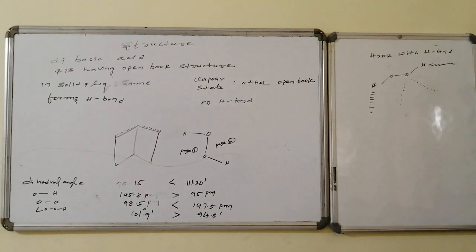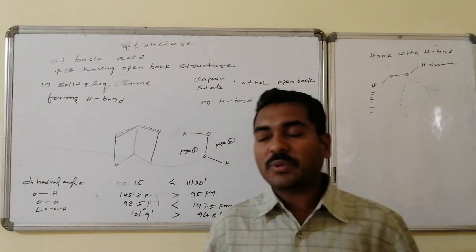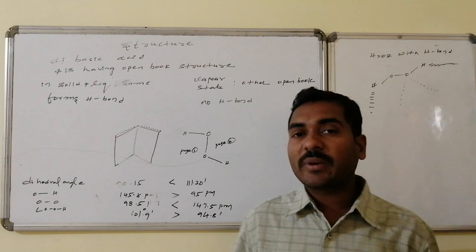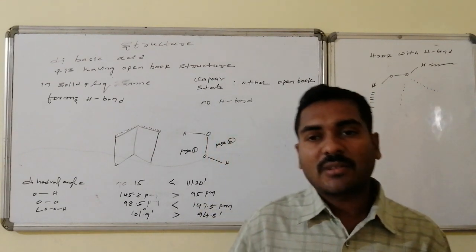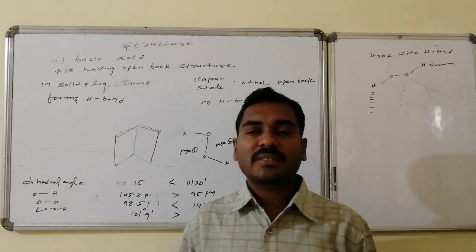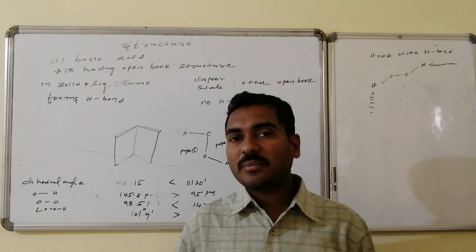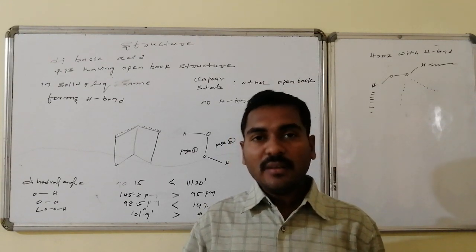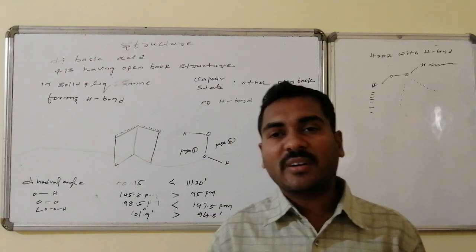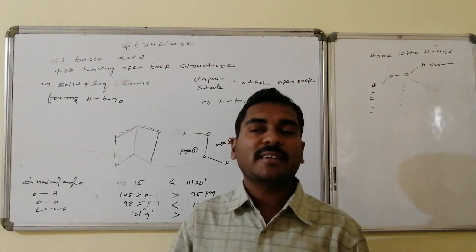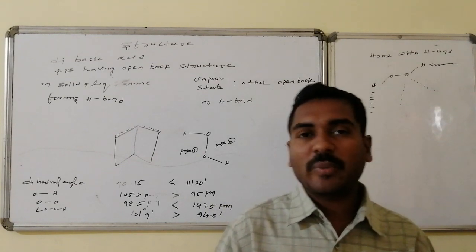Structure of hydrogen peroxide. As we know, hydrogen peroxide is a dibasic acid. It can lose just 2 protons and it maintains an open book structure. These structures differ in the solid state as well as the liquid and vapor state, because in solid state it forms hydrogen bonding. That hydrogen bonding is not present in the vapor state. So due to that particular hydrogen bonding, the bond lengths, the dihedral bond angles and the bond angles will be different. The structure remains as it is. It maintains open book structure.